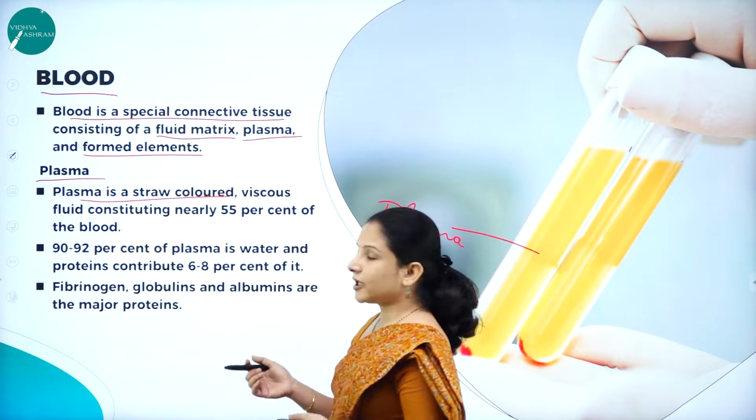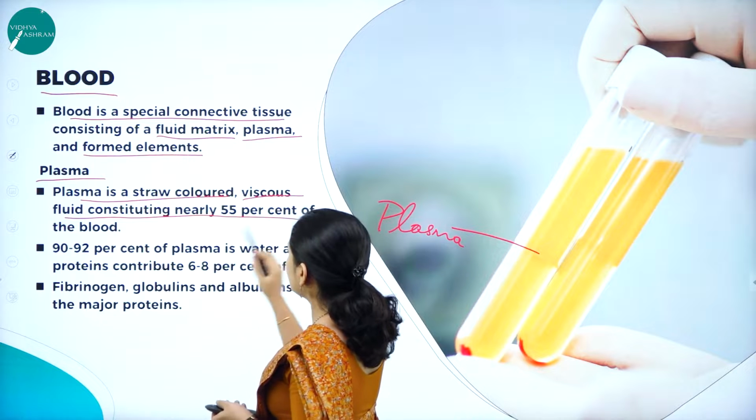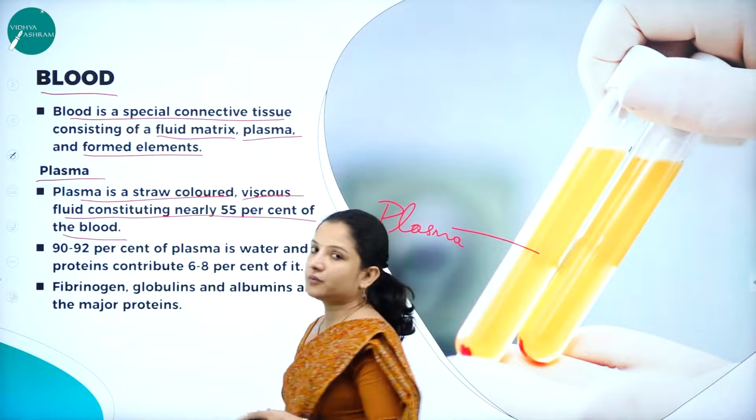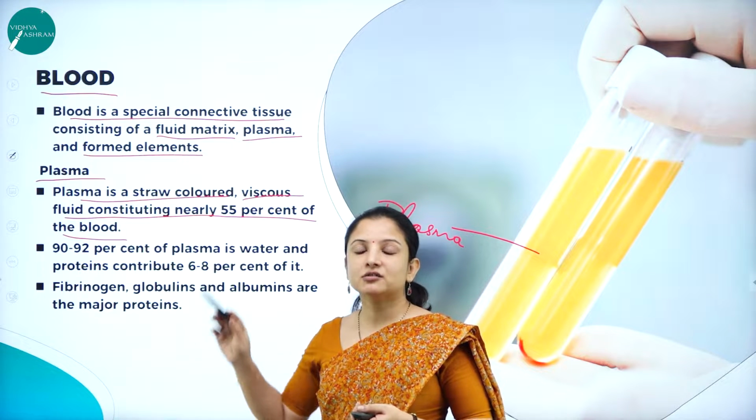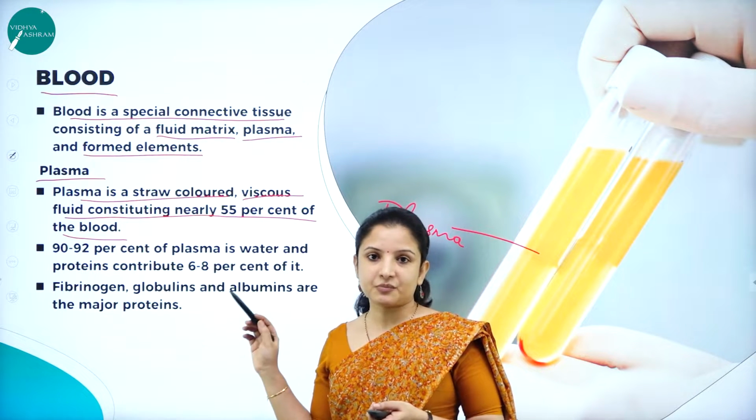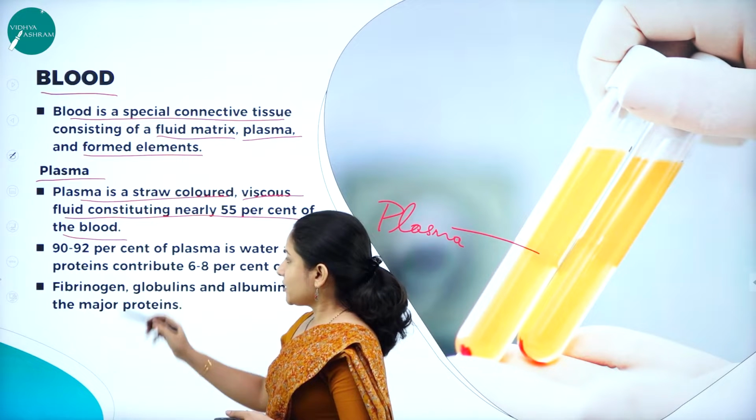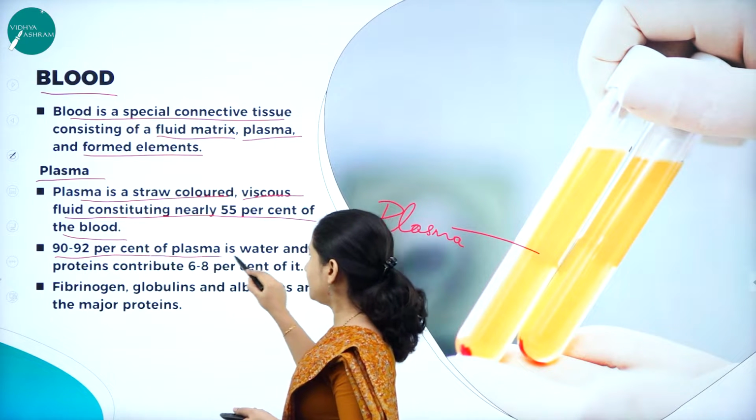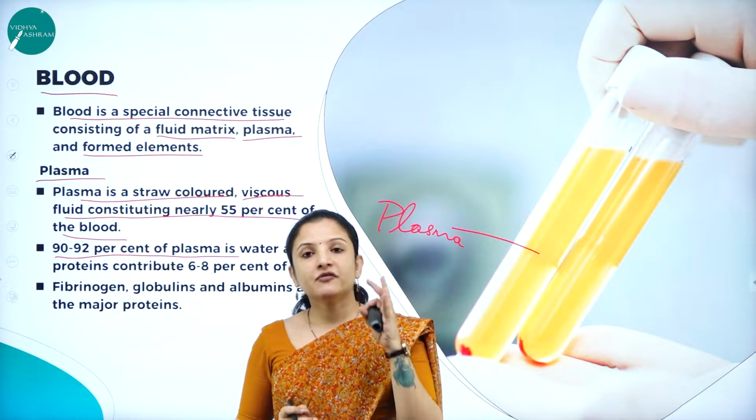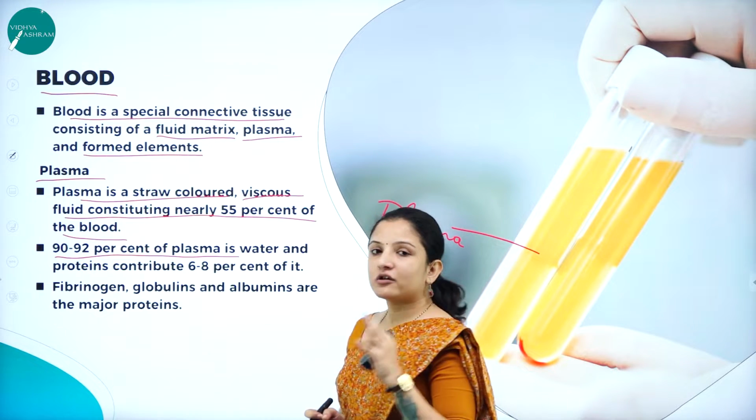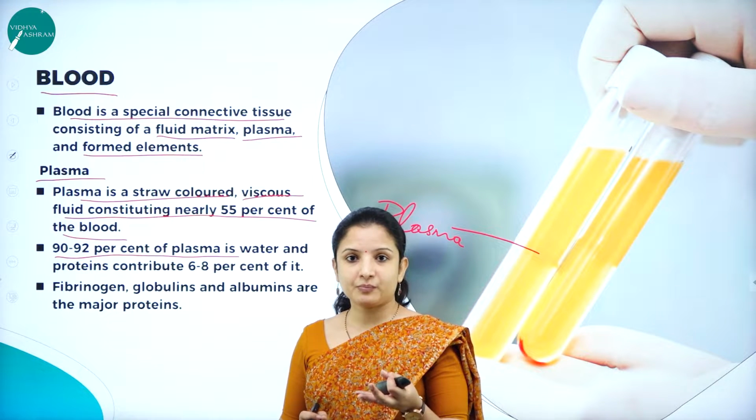So it is straw colored, it is a viscous fluid, and it constitutes nearly 55% of the blood. So nearly 55% of the blood is constituted of plasma, or it is made up of plasma, and 90 to 92% of plasma is just water. So in blood, 55% of the blood is made up of plasma. And what is the plasma made up of?